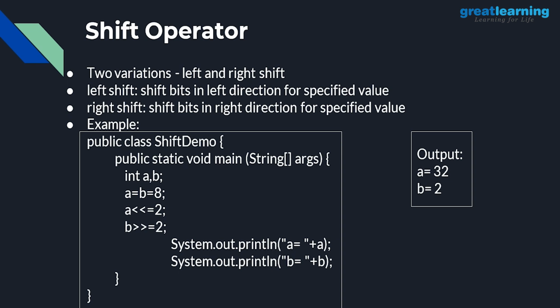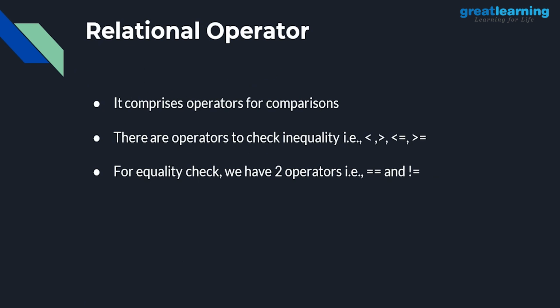Now let's quickly go ahead and see relational operators. They comprise operators for comparison. Whenever we do a comparison, we check if this thing is greater than this thing. We have greater than, less than, greater than or equal to, and less than or equal to. For equality checks, we have two operators. What do we mean by equality? If this thing is equal to this thing, or if it is not equal to.